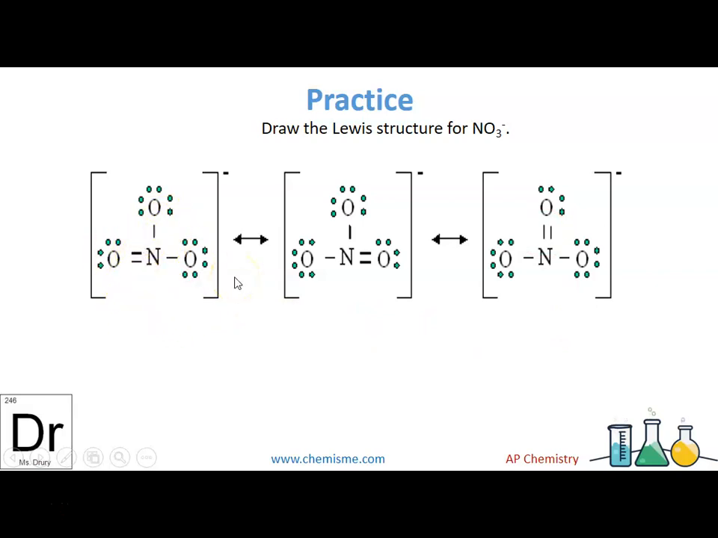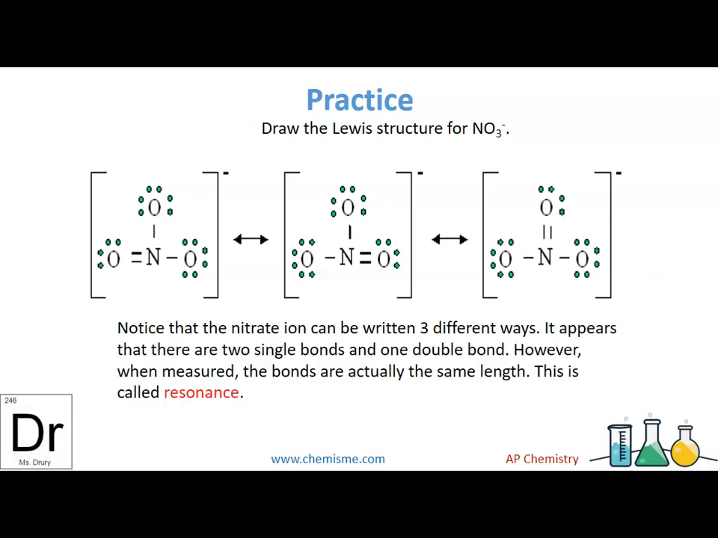If you try to put 2 double bonds, that also will not work because then you won't have accounted for all of your electrons, or something will be exceeding the octet at this point. So in that case, we can show it 3 different ways. That is what we mean by resonance. So notice that the nitrate ion can be drawn 3 different ways.